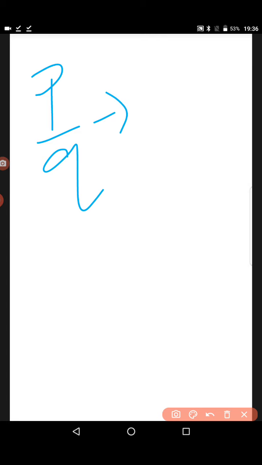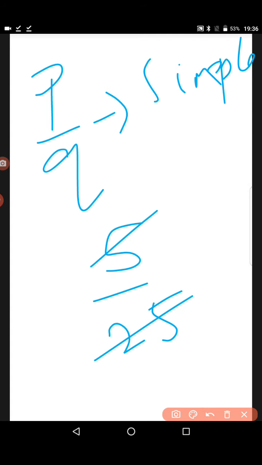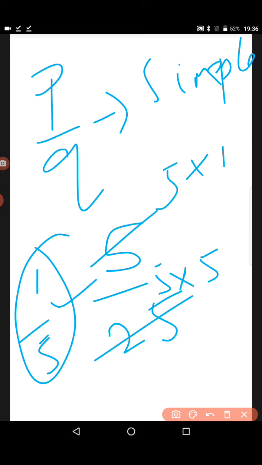For that, what you should do is, suppose I have 5 by 25. It should be cancelled, okay? It should be in simplest form, as I have already told you. These should be cancelled, like 5 ones is 5, right? And 5 5s is 25. So our rational number will be 1 by 5. This will be the standard form for 5 by 25. We will take one more example.